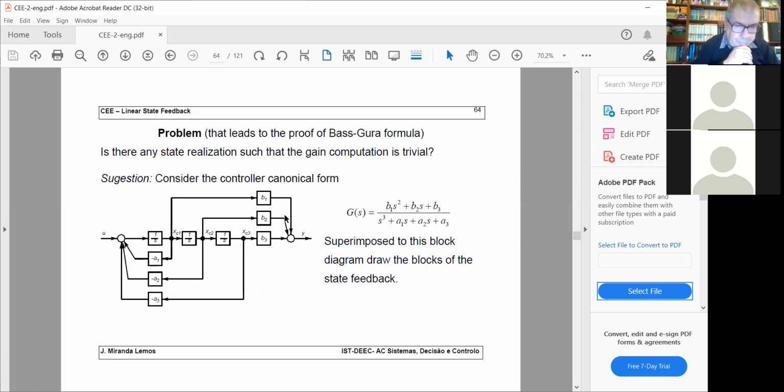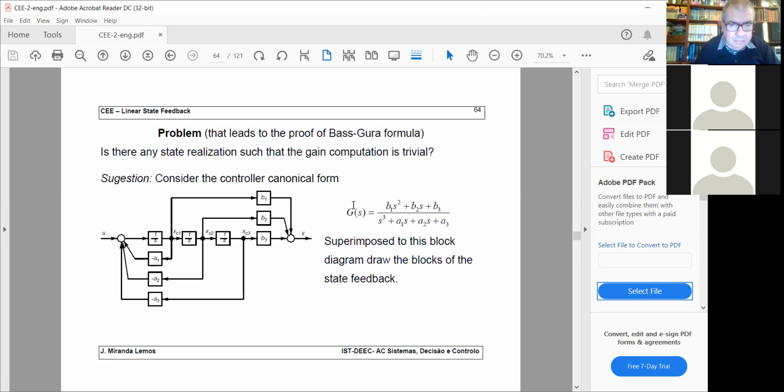And the first thing is to look for a state realization. You know that a transfer function can have an infinite number of state realizations with the same transfer function. So find a state realization such that the gain computation of the state feedback controller is trivial. So one suggestion is that we use the controller canonical form.